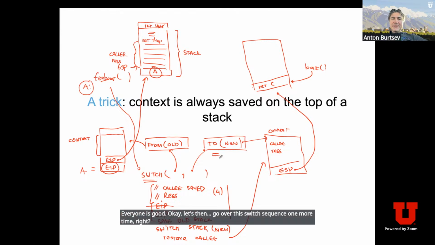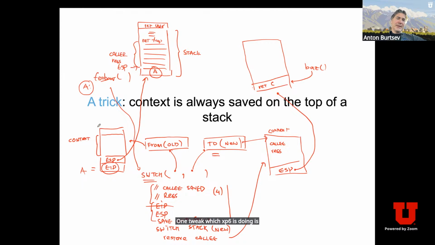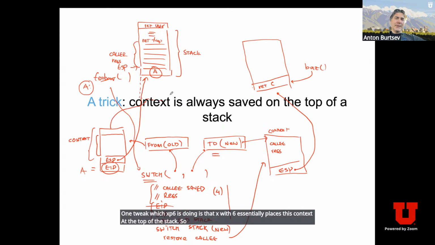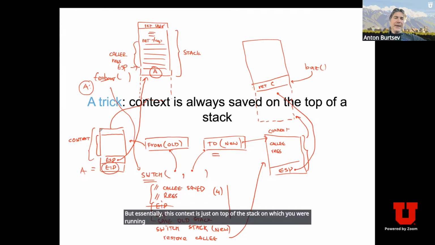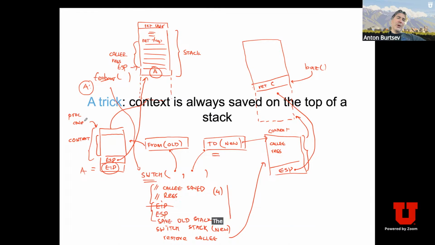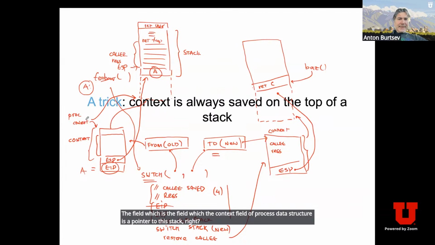One trick which x86 is doing is that x86 essentially places this context at the top of the stack. It's not strictly necessary, and maybe even newer versions of x86 don't do this. I didn't check, most likely they don't. But essentially this context is just on top of the stack on which you were running. It's fine. This context can alternatively be a part of the process data structure. Like in xv6, the context field of a process data structure is a pointer to this stack, right?